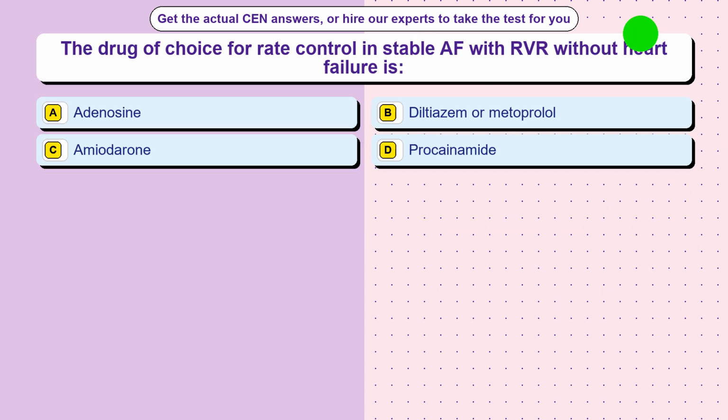Question 51. The drug of choice for rate control in stable AF with RVR without heart failure is: Option A, adenosine. Option B, diltiazem or metoprolol. Option C, amiodarone. Option D, procainamide.